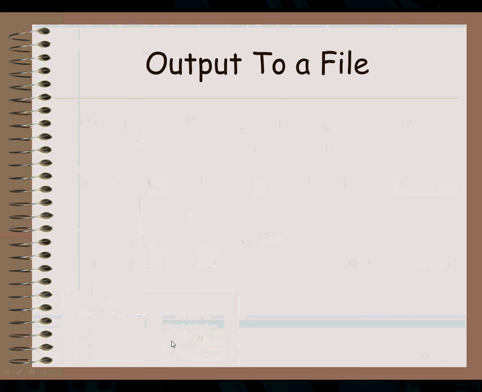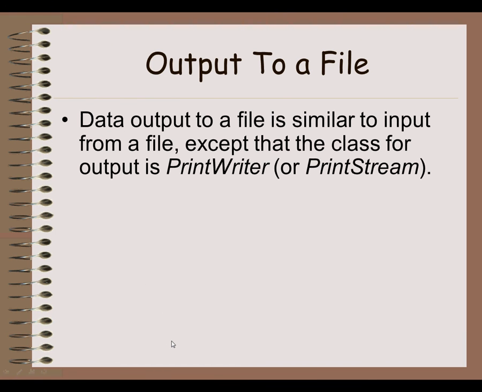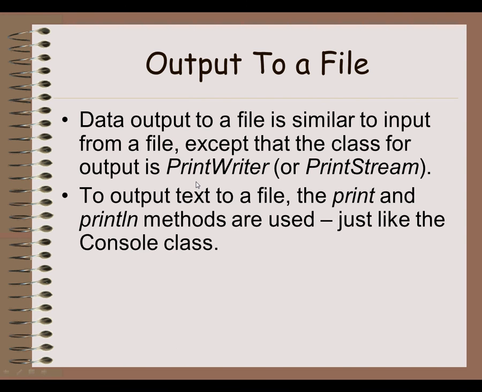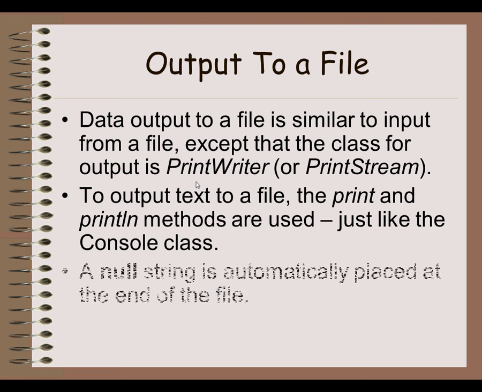So if I want to take a look at how to do output to a file, it's very much the same way. Except instead of using BufferedReader and FileReader, I'm going to use PrintWriter. And to output to a text file, I'm going to use the exact same things we used in the Console class, the print and println methods. When I've finished the file, the program will automatically put a null string at the end so that if I'm going to open the file later and read it, I can find where the end of my file exists.